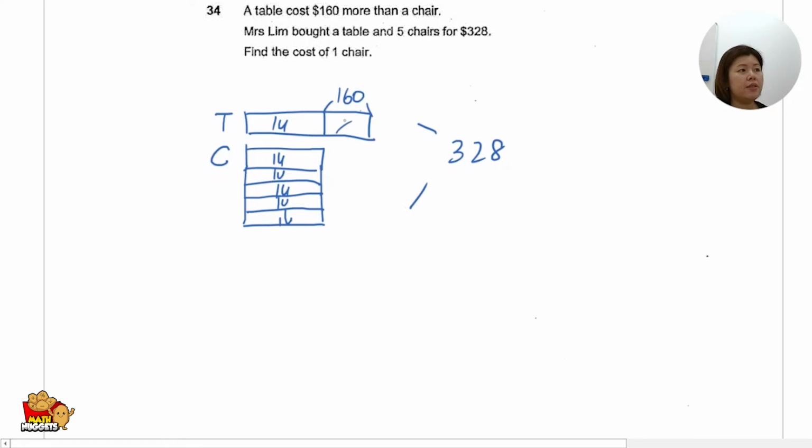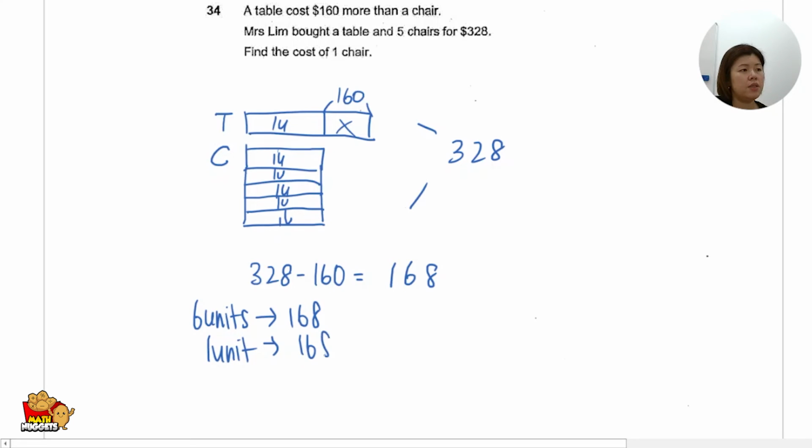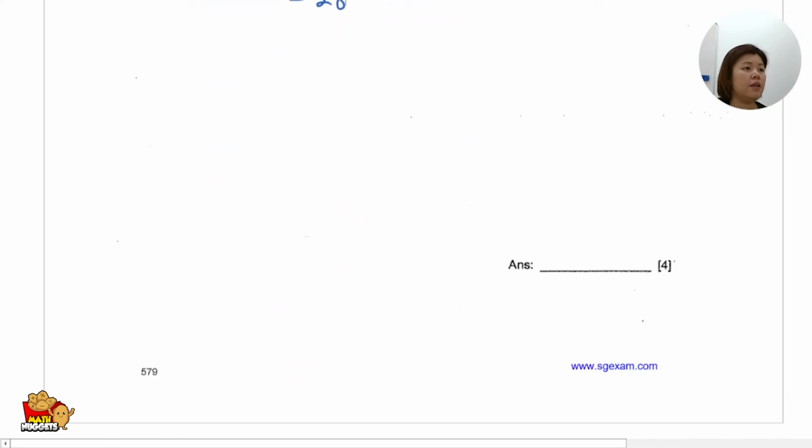So I can minus the extra. So 328 minus 160. So 168 is actually my remaining unit. So 6 units is 168. 1 unit, 168 divided by 6 is 28, which is 1 chair. Okay.